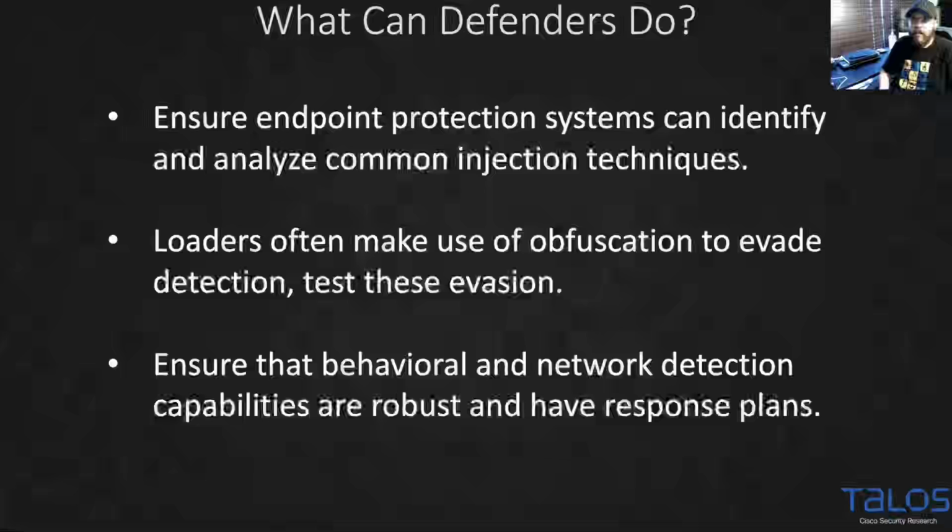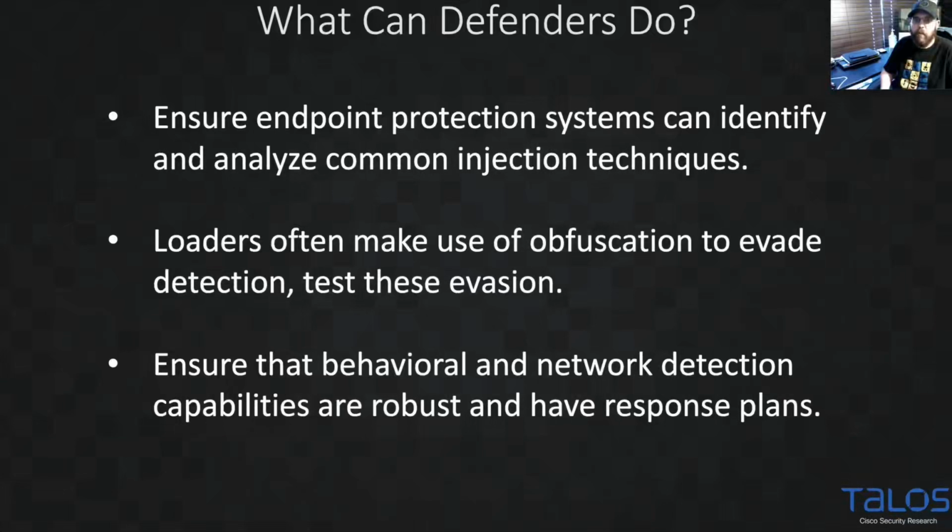So what are some ways that organizations can make sure that their systems are protected against these sort of loaders? One of the most important things is making sure that your endpoint protection systems can properly identify and analyze the most common injection techniques. We've demonstrated several ways that malware is typically using loaders to execute the infection process. It's really important to make sure that your endpoint protection systems can properly handle those sort of techniques, and make sure that you test those over time. As new techniques are developed, make sure that you're testing them to ensure that your systems remain effective over the entire life cycle that you have them in place.